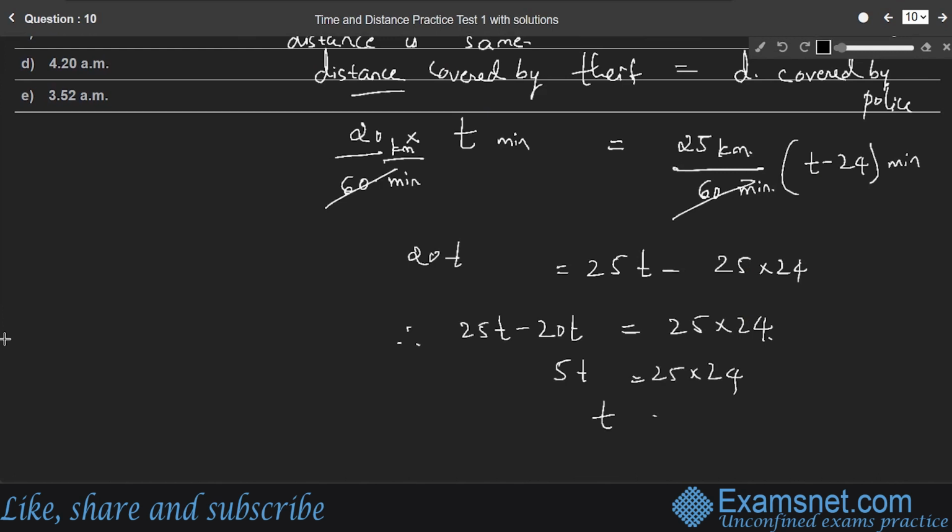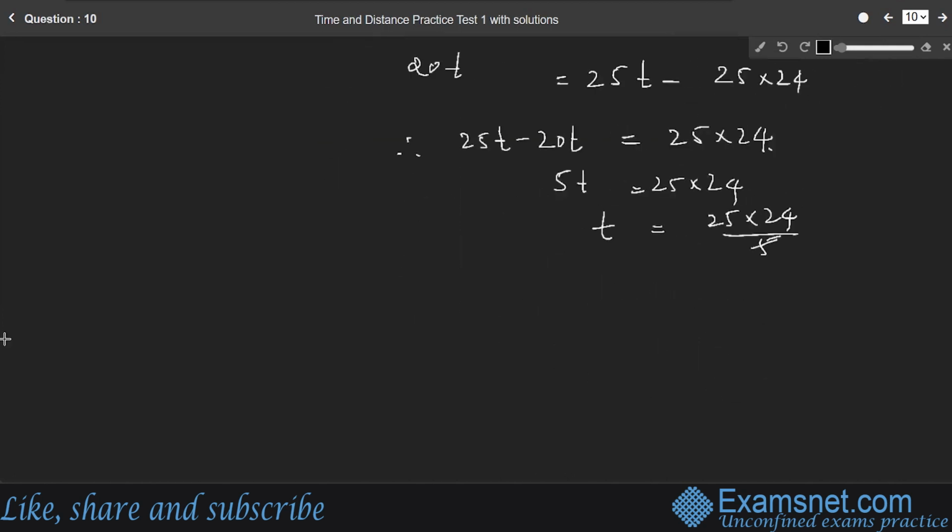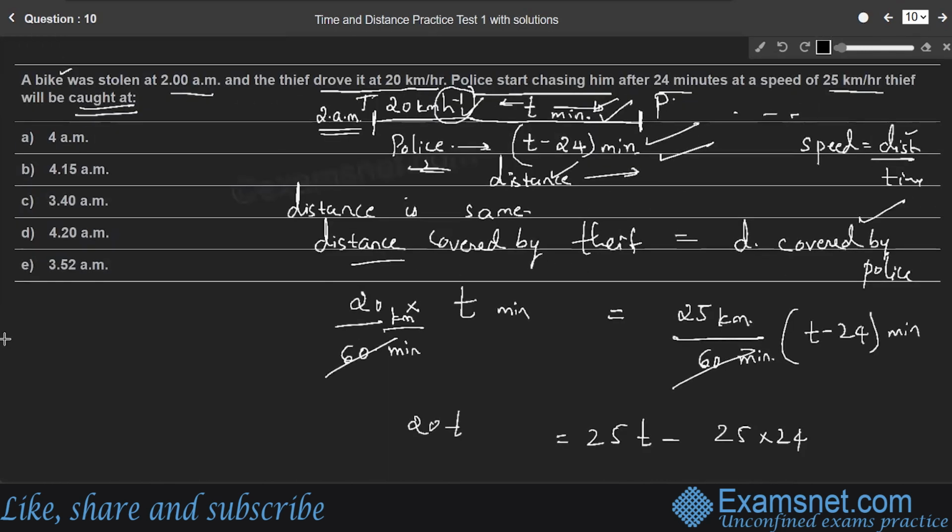So value of t is 25 into 24 divided by 5. So 5 into 5, 24 into 5 is 120. So in terms of minutes, time taken by whom? Time taken by thief to reach point P is 120 minutes.